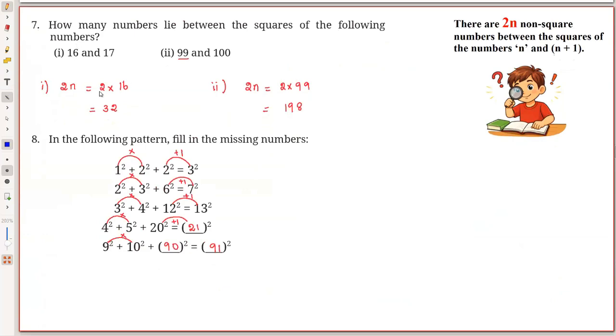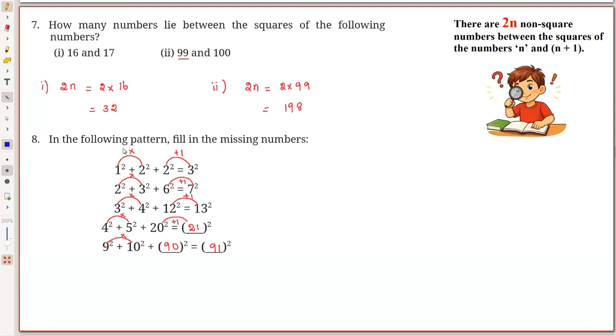How many numbers lie between the squares of the following numbers? For this we are just using the 2n formula. 16 square and 17 square. That means the formula is 2n. 2 into 16 is 32 non-square numbers between 16 square and 17 square. The next one is 99 and 100. Again 2n. 2 into 99 is 198 non-square numbers between these two numbers.